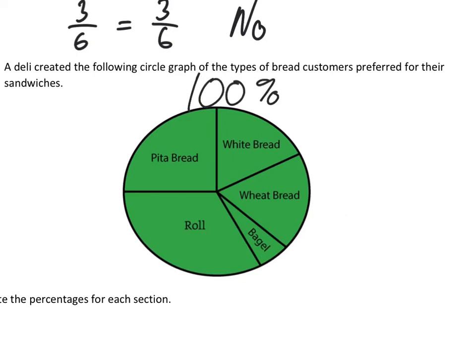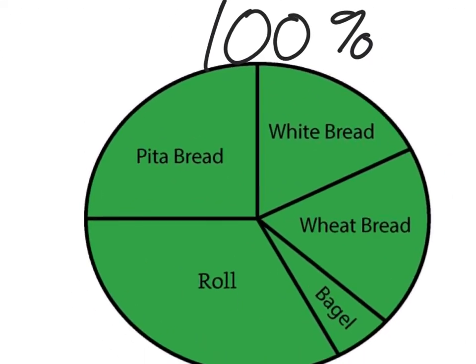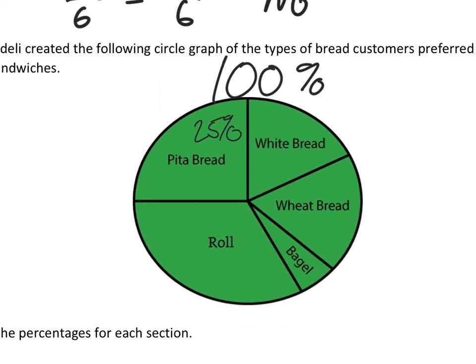I'm going to start with the pita bread because that's easy enough. To me, that looks like it's about 1/4 of the entire thing, which would be 25%. The roll, well, the roll is kind of hard to guess. It's more than 1/4, so I'm going to go with like 1/3 or something like that, which is around 33%. I could even call it 30%, but those two, to me, are the easiest ones.